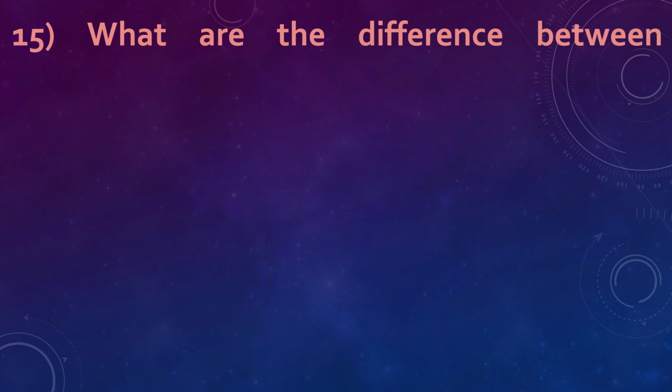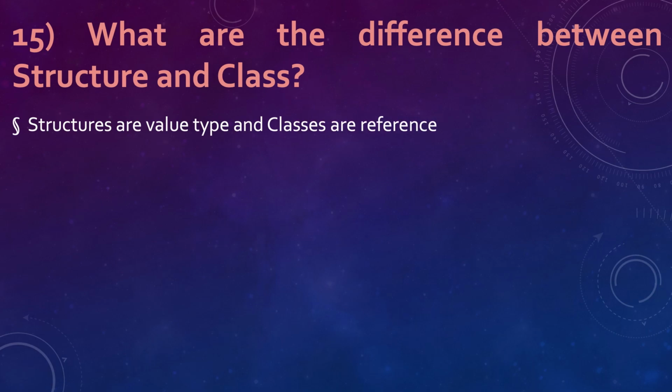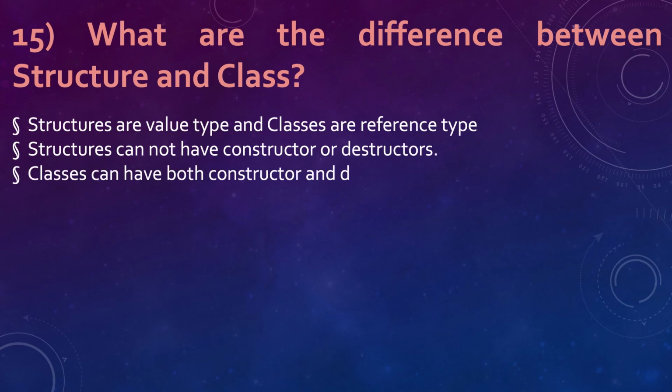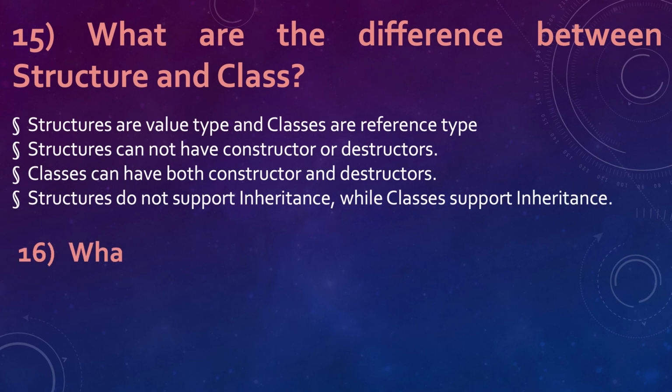What are the differences between structure and class? Structures are value types and classes are reference types. Structures cannot have constructors or destructors. Classes can have both constructors and destructors. Structures do not support inheritance, while classes support inheritance.